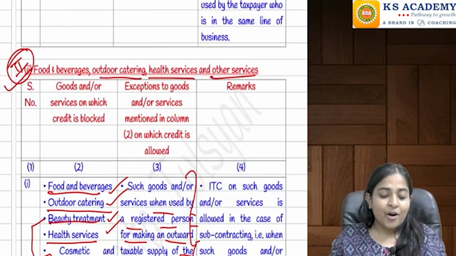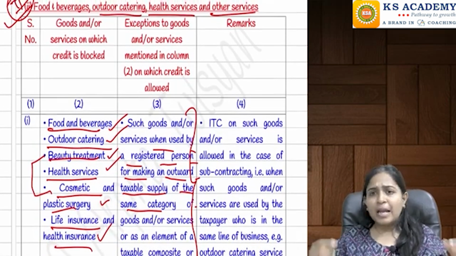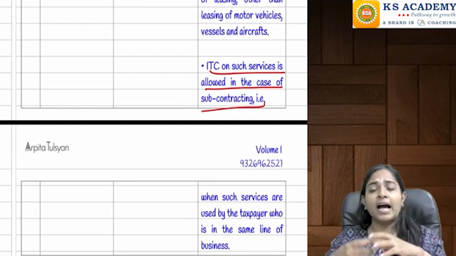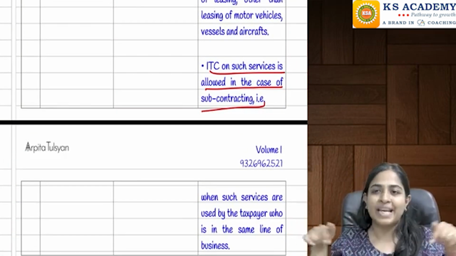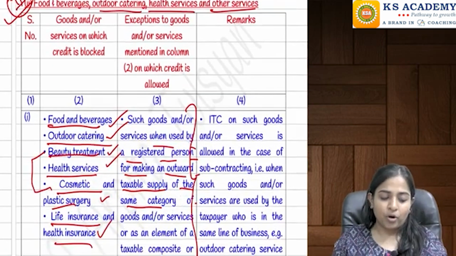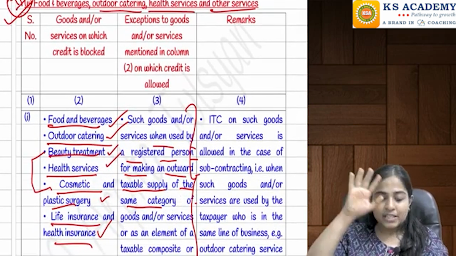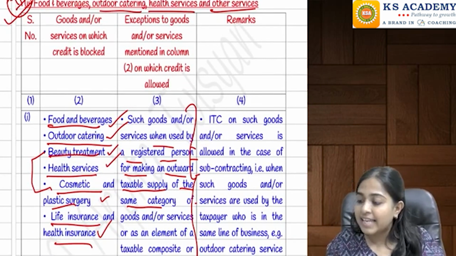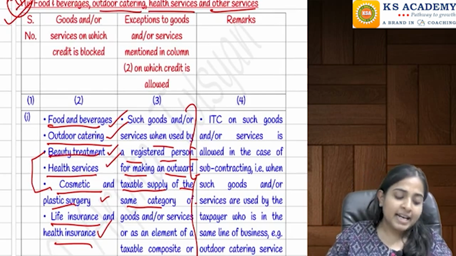Very clear with this? Okay, or let's say my business is to take the vehicles on hire and give them on hire. It means I am into the same line of business, so the credit is going to be allowed. It will not be blocked. Understanding this? Yes, this was the first point, which was mainly talking about motor vehicles, vessels and aircraft. Right? Now going on to the next one.